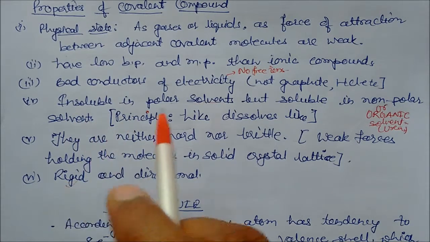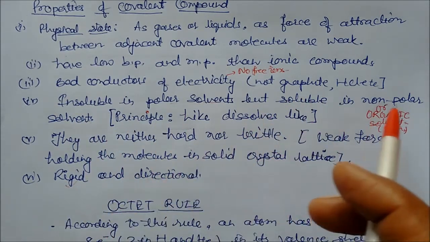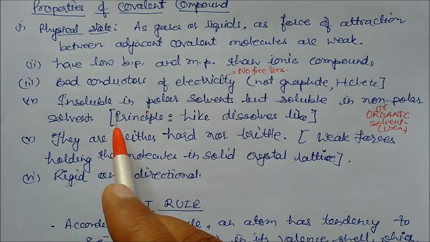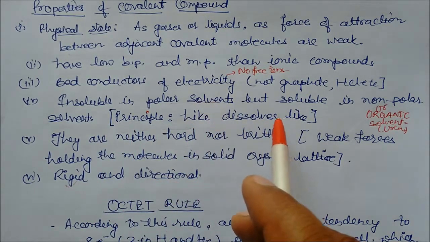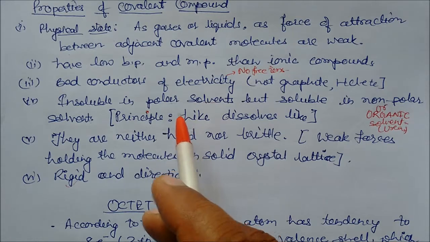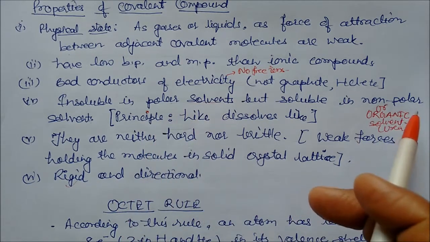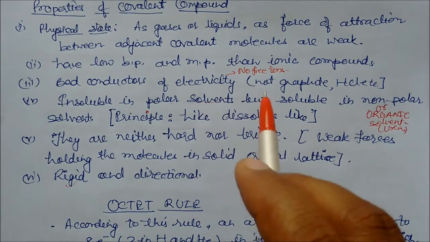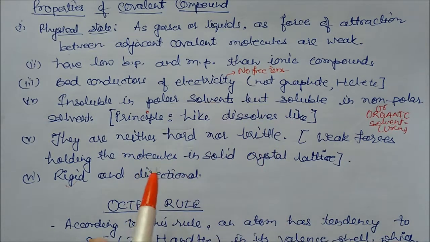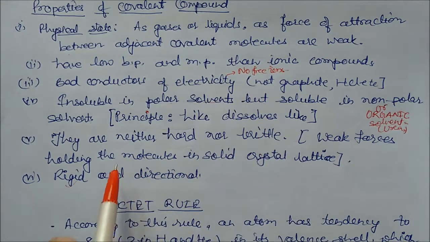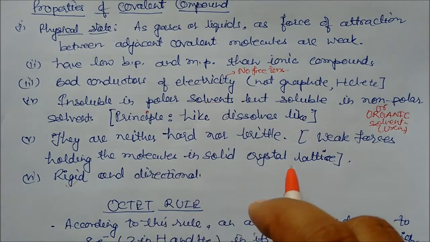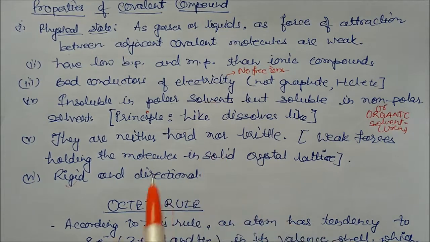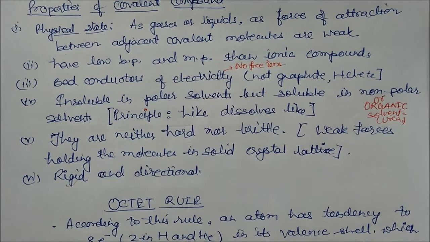Insoluble in polar solvent but soluble in non-polar solvent. Non-polar solvent means organic solvent like urea. So it follows the principle like dissolves like, means ionic compounds will dissolve in polar solvent, covalent compounds will dissolve in non-polar solvent. They are neither hard nor brittle. Why is it not brittle? Because it possesses weak forces between the molecules in solid crystal states. So in the crystal state, electricity is there, but again the force of attraction is very weak.